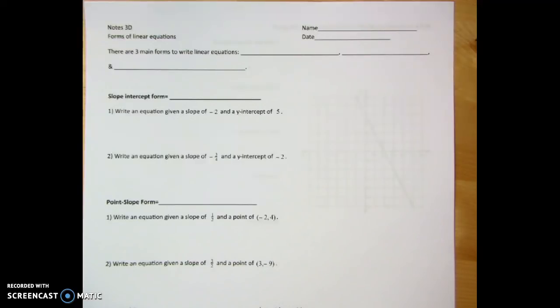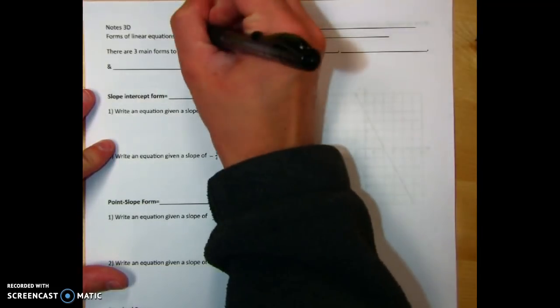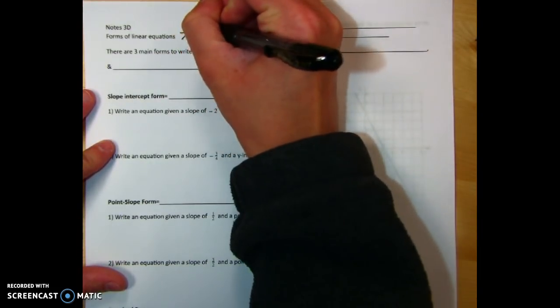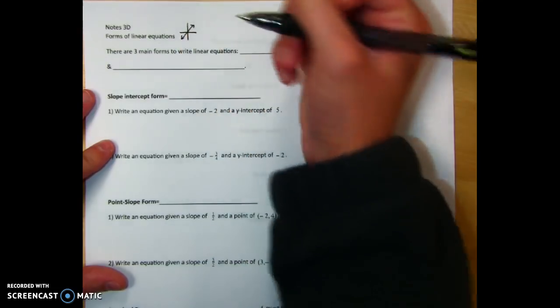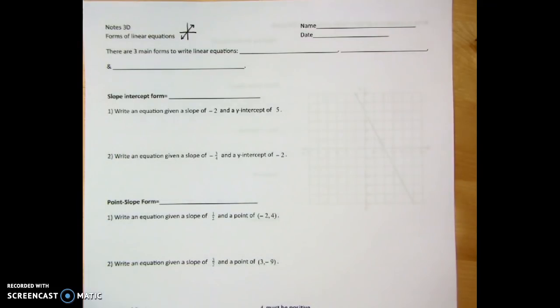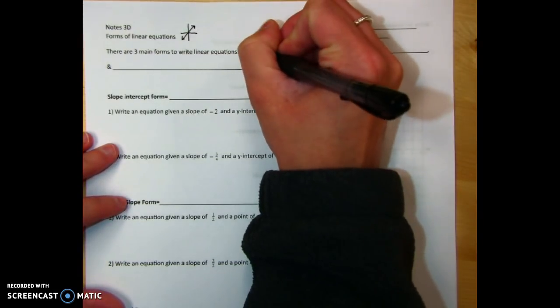Today we're going to talk about the three different forms of linear equations, and if you remember, linear equations are straight lines, so when you graph them, they're going to be like that. They're not going to be curved or anything like that. They can be straight up and down, straight across, diagonal, all sorts of things, but they have to be a straight line. The three forms, this one you probably remember from last year, the slope-intercept form.